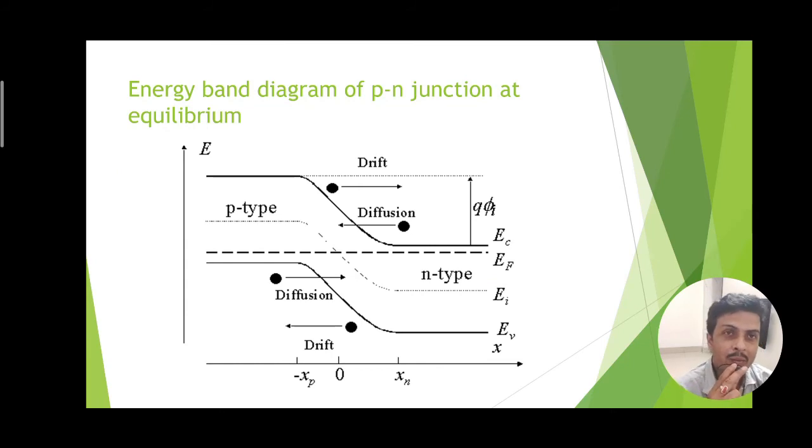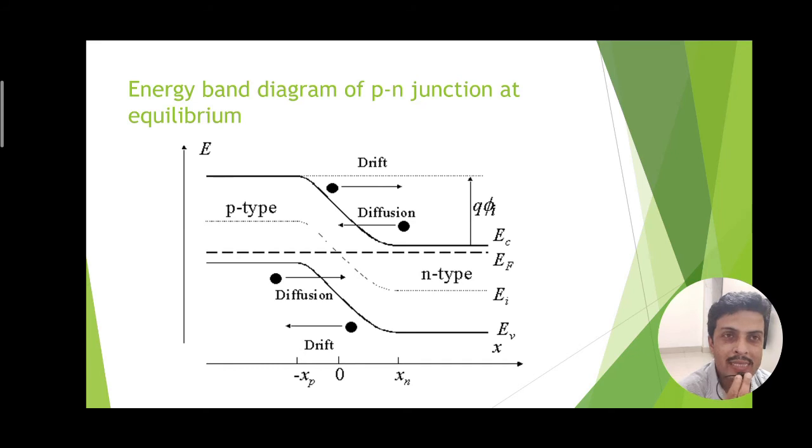Now this is the energy band diagram of the p-n junction at equilibrium. As we know, p-type semiconductor has a high density of holes. Therefore, the Fermi energy level comes closer to the valence band because the existence of holes is not in the conduction band but in the valence band. That is why the valence band energy level comes closer to the Fermi level.